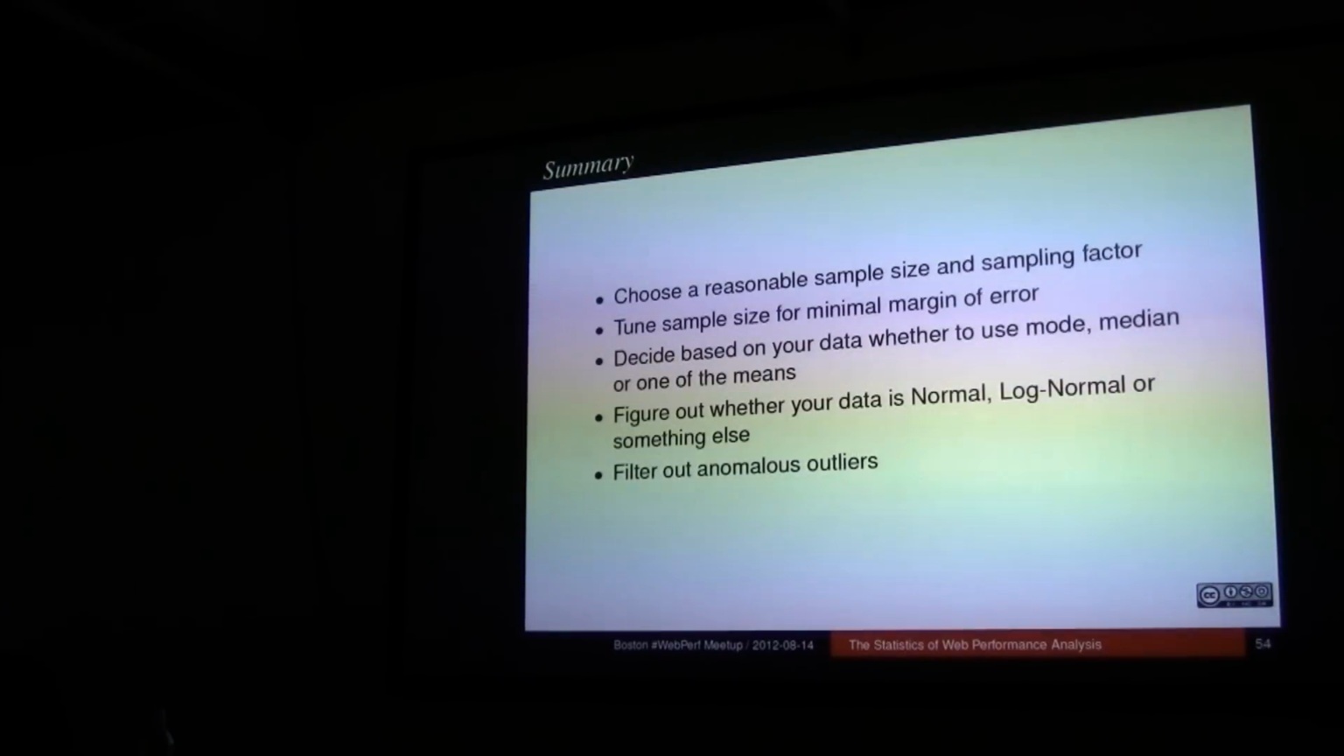And in summary, what do we want to do? Choose a reasonable sample size based on your margin of error. Decide based on your data what kind of a middle point average you want to use. In most cases, it might be the median. Sometimes it might be two medians or two modes. And figure out what kind of distribution, so whether it's normal, log normal, or something else. And based on that, whether you actually need to worry about performance improvements or something else. And filter out anomalous outliers.